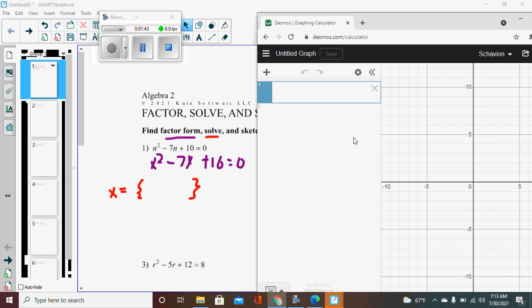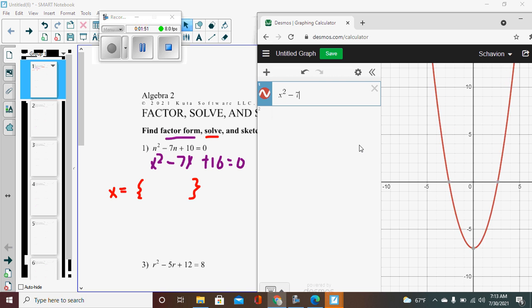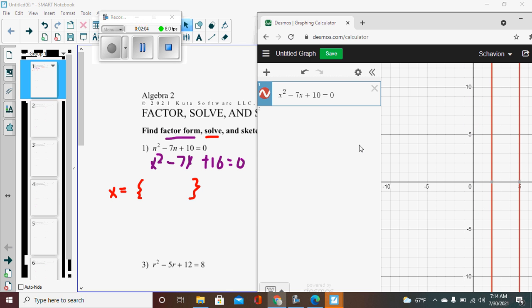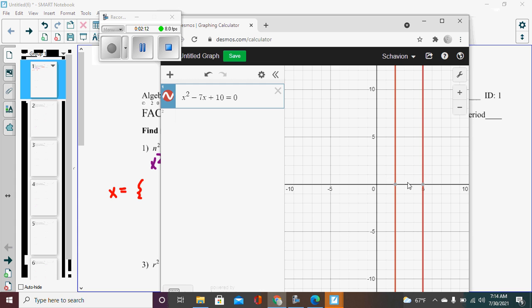All right, we'll type in this function. And like I said, don't do it in terms of n, do it in terms of x. Write it exactly as is, besides the n not being there, equals 0. So how do I find the solutions? The solutions are where it crosses the x-axis. So 2 and 5.